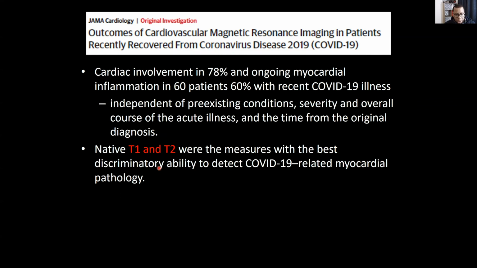And out of all the cardiac parameters, native T1 and T2 were the best measures that were used to discriminate COVID-19 related myocardial pathology. They also found things like scarring and pericardial inflammation, but really native T1 and T2 markers were the best measures.